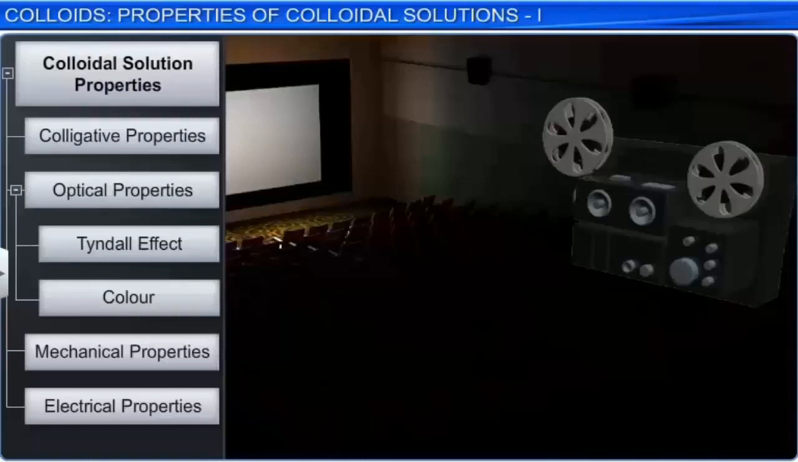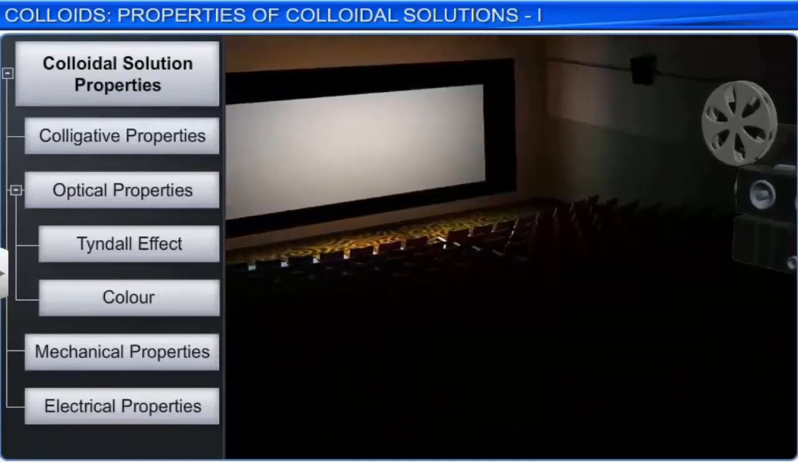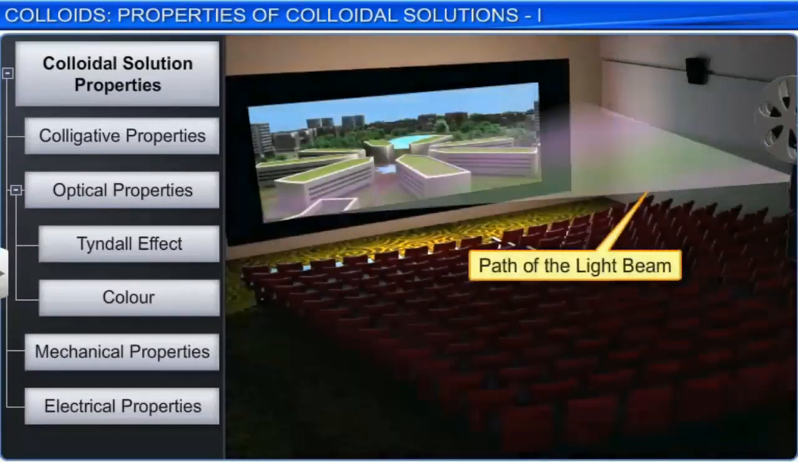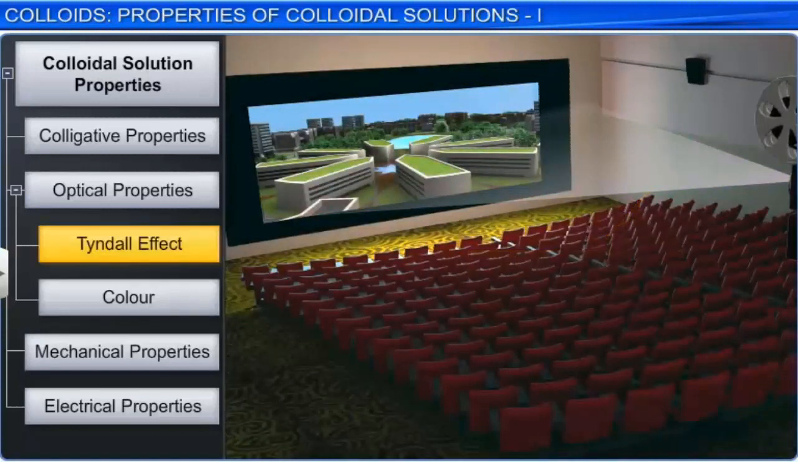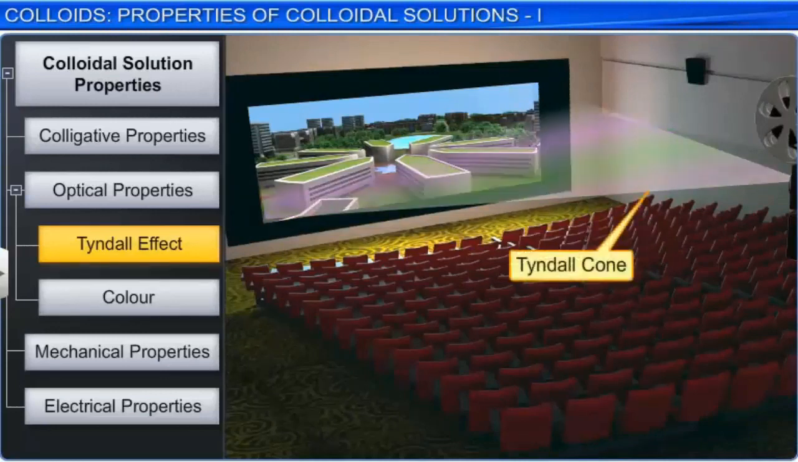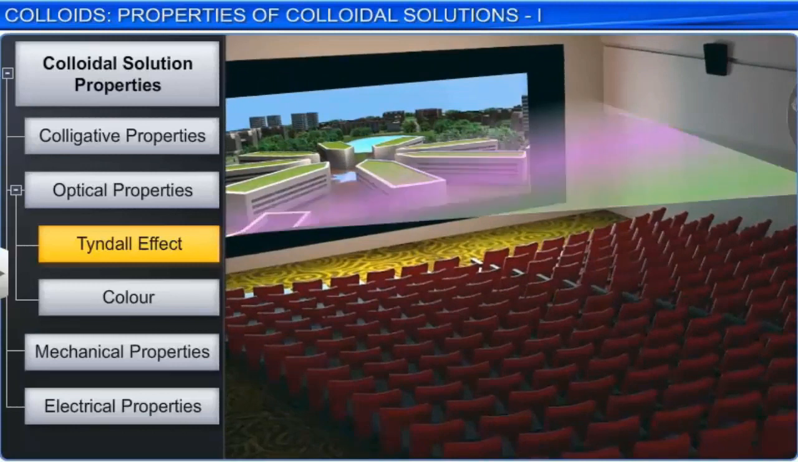Try to recollect that every time you go to a cinema hall, you're able to trace the path of the light beam from the projector. What you actually see is the Tyndall effect. A Tyndall cone formed due to the scattering of light by dust particles is seen in the movie hall.